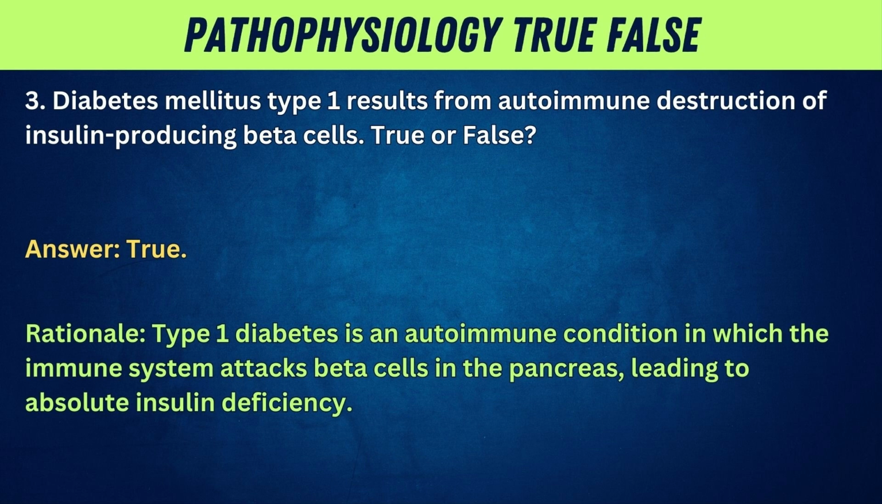3. Diabetes mellitus type 1 results from autoimmune destruction of insulin-producing beta cells. True or false? Answer: true. Rationale: type 1 diabetes is an autoimmune condition in which the immune system attacks beta cells in the pancreas, leading to absolute insulin deficiency.